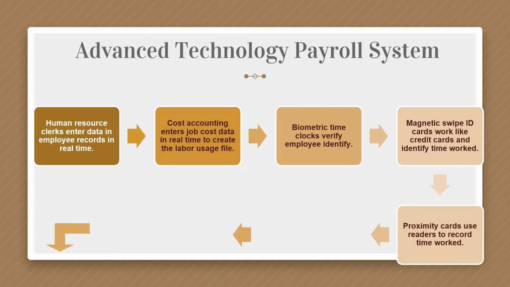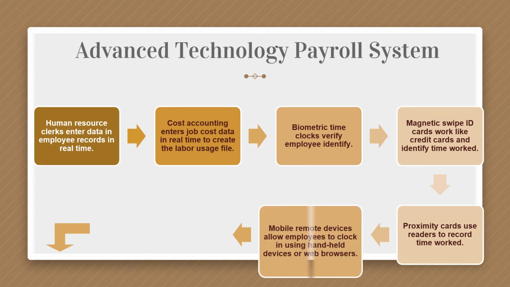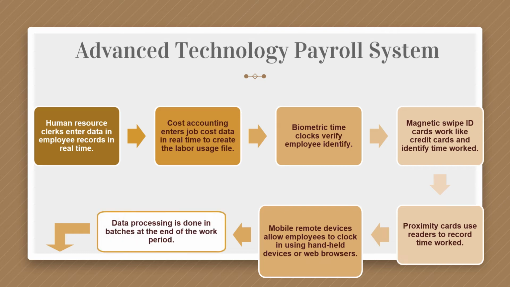Proximity cards use readers to record the time card, and then mobile remote devices allow employees to clock in using handheld devices or web browsers. And now, with mobile remote devices, we can also identify the location of the staff, either on campus or off campus, so it can be identified where you are working, where you start your work or class.